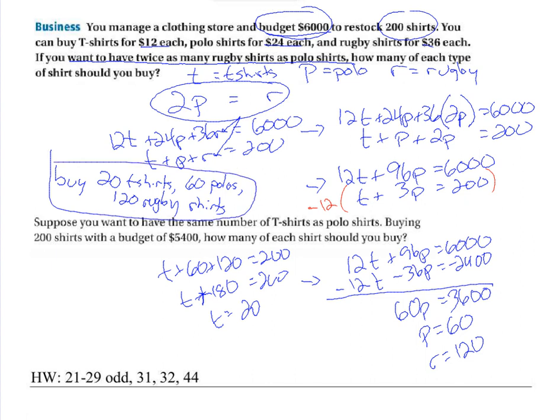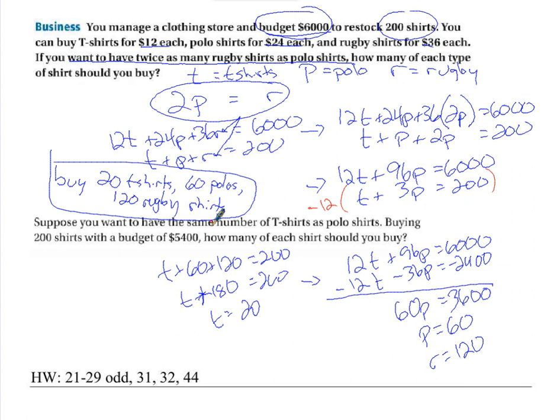So the bottom part is kind of a follow-up to the original problem. Suppose you want to have the same number of t-shirts as polo shirts. Buying 200 shirts with a budget of $5,400 now, how many of each shirt would you buy? So I want to have the same number of t-shirts as polo shirts now, okay? That doesn't mean I'm using this answer. It means in my original problem, how does that change stuff? Also, I don't have $6,000 anymore. I have $5,400. So that changes stuff as well.